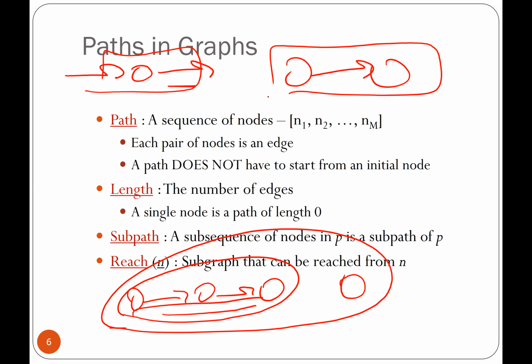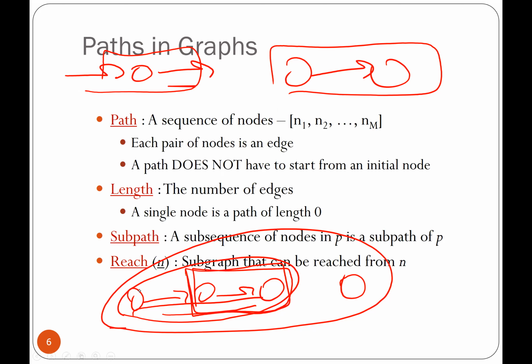A subpath is any path that is as a whole subsumed by a different path. So this one over here is called a subpath of this bigger path. Remember we said that a node in itself is a path. So that node on its own is a subpath of this path, and this subpath is a subpath of the entire graph.